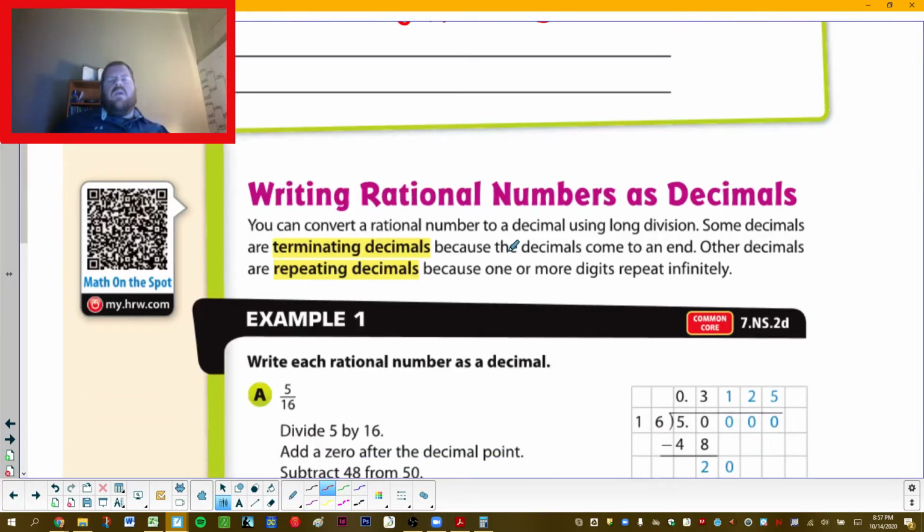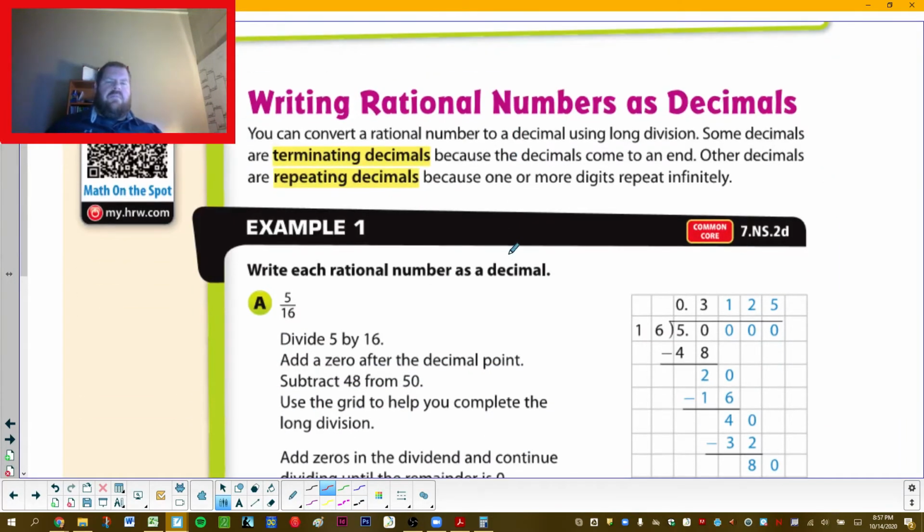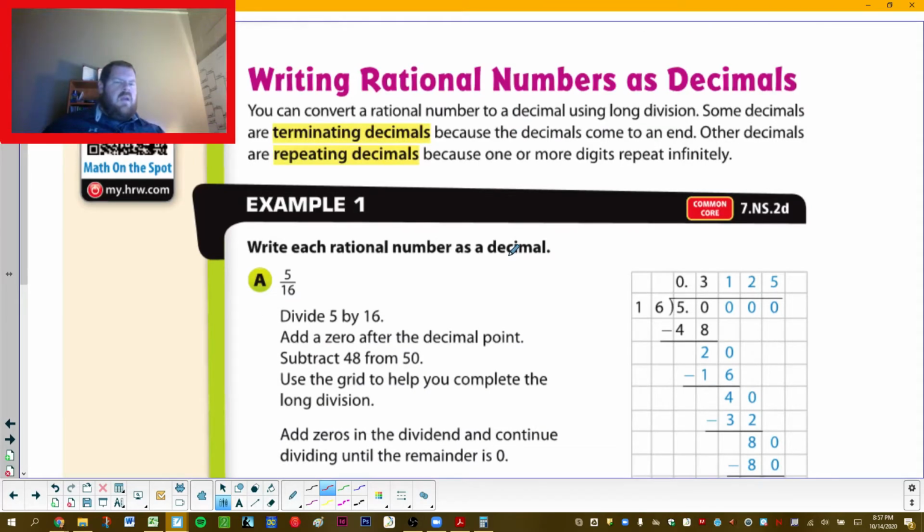Okay. Now we've got another idea here. And this is all about writing rational numbers as decimals. And this is a good thing to look at. And there's going to be a little bit of long division inherently that comes up in this. So we're going to have to deal with that. Oh well. Okay.